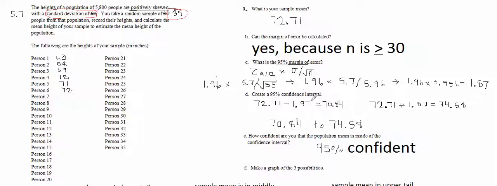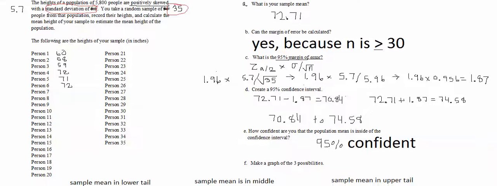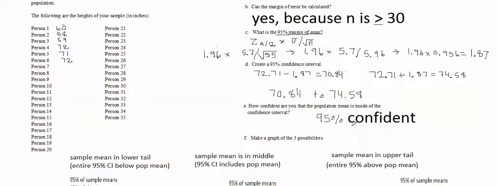Once you get the 95% margin of error, in part D I say to create a 95% confidence interval. To do that, you just have to take your sample mean from part A and add and subtract the 95% margin of error from part B. So I took my sample mean, I subtracted the margin of error, I took my sample mean, I added the margin of error, I got two answers. And then my answer is just the lower number to the upper number. That's my confidence interval. This says how confident are you that the population mean is inside the confidence interval. Whenever you create a 95% confidence interval, you're always 95% confident. So that would be the answer.